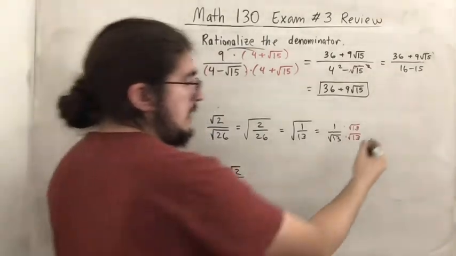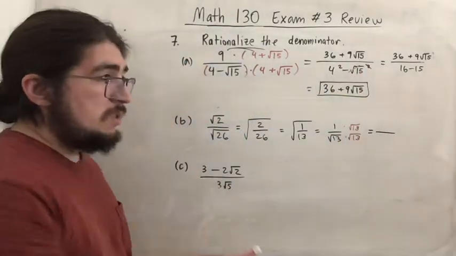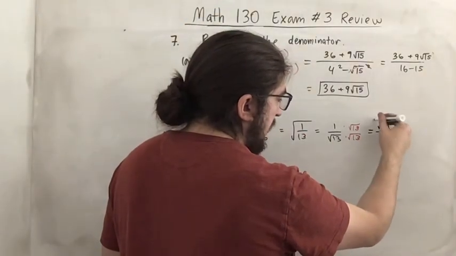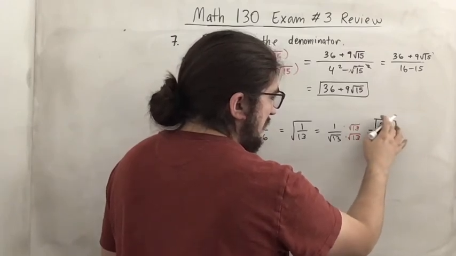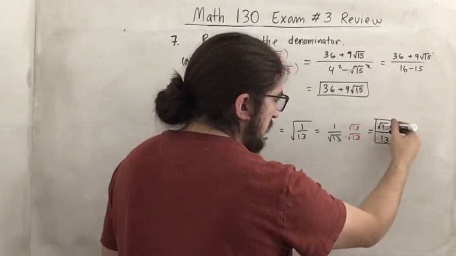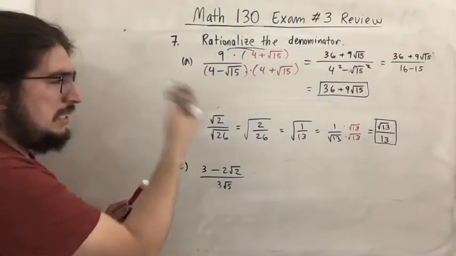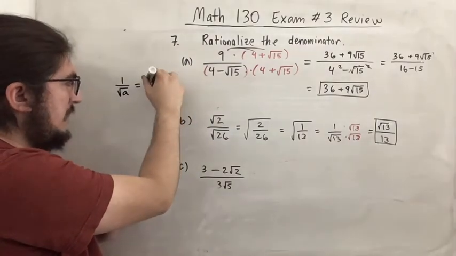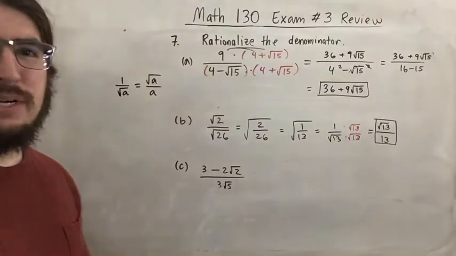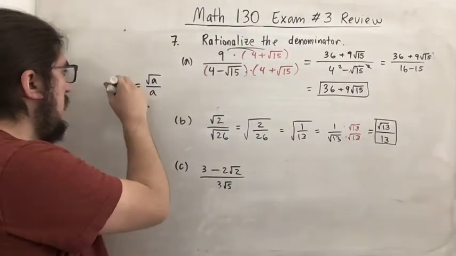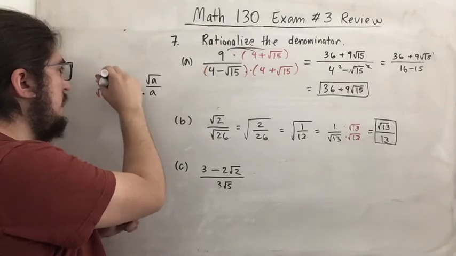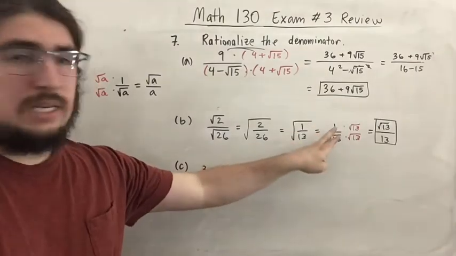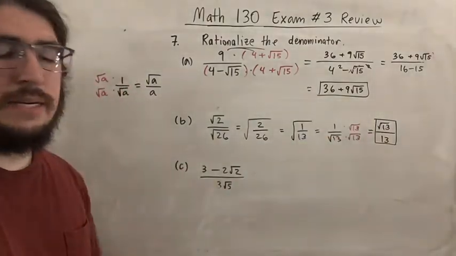Radical 13 times radical 13 is radical 13 squared, much like we got radical 15 squared was just 15. This will be 13 in the denominator. 1 times radical 13 is radical 13. So we get that. And in fact, maybe just showing you this kind of idea helps. If you have 1 over radical a, this always rationalizes as radical a over a. And you can see that pretty simply. Multiply top and bottom by radical a, you'll get radical a squared, which is just a on the bottom, and then radical a times 1, which is radical a on the top. So that I think helps. Specifically with this last part here, we can just jump to that if we recognize that.